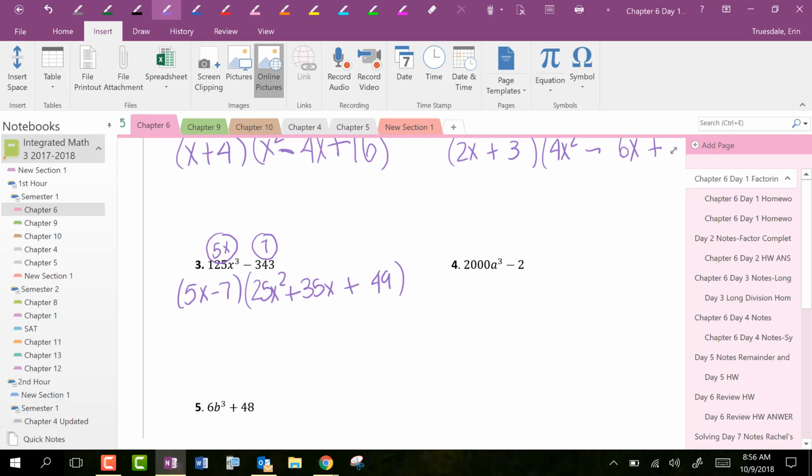Okay, let's do one more. Let's do this one. The first thing I need to do is pull out the 2, because that's the GCF. That's always going to be your first thing to do. I'll pull out the GCF. Now look at this. Is this the difference of 2 cubes?